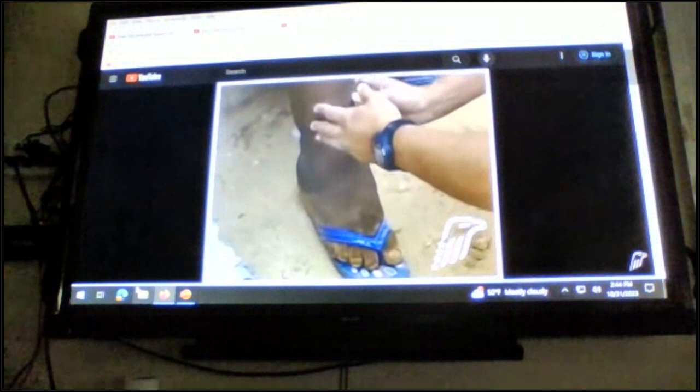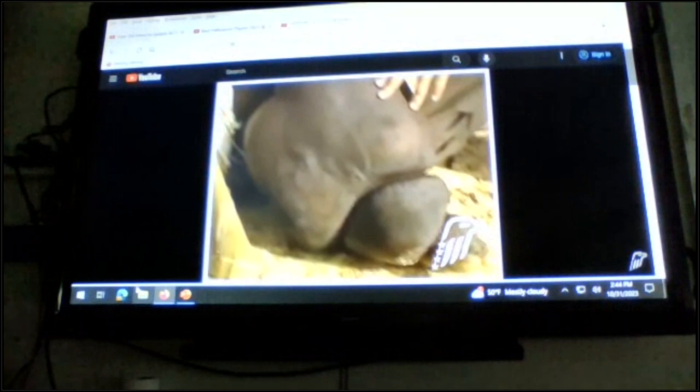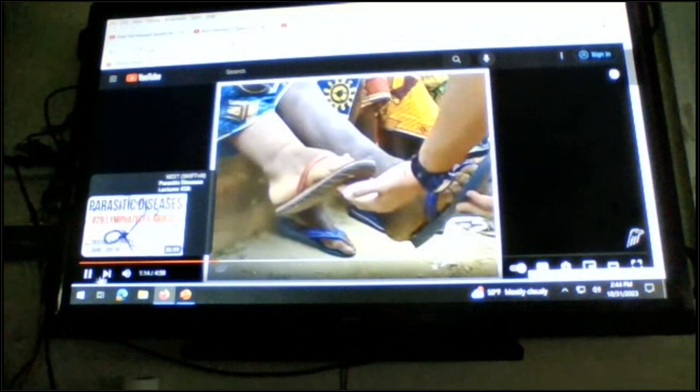The medical term for this disease is lymphatic filariasis, or LF, caused by small parasitic worms that cluster in the body's lymphatic system, blocking the flow of lymphatic fluid, causing it to drain downward into the legs.